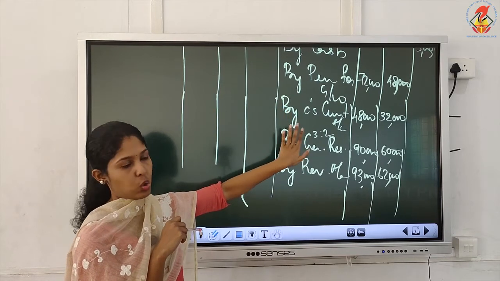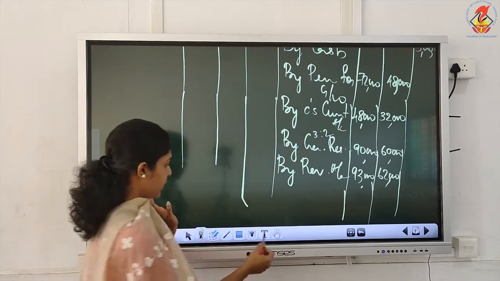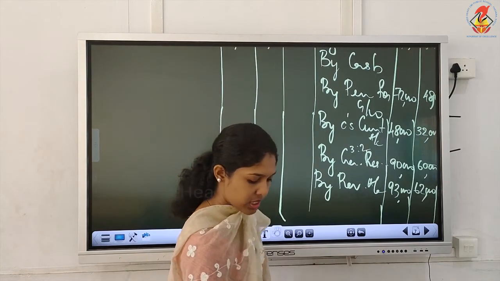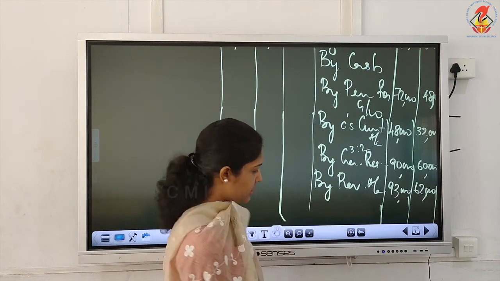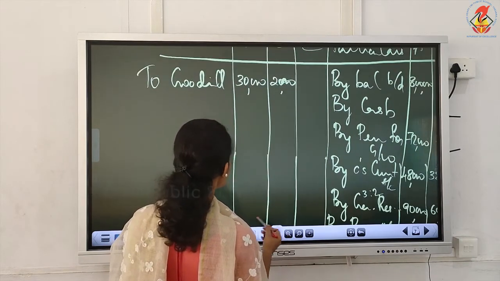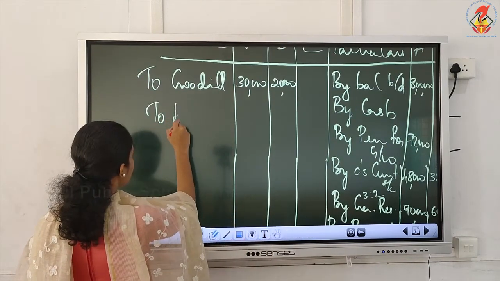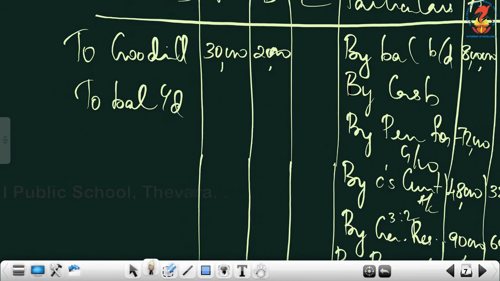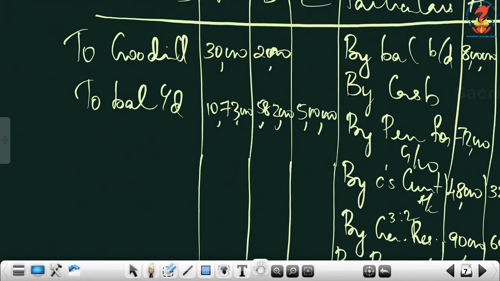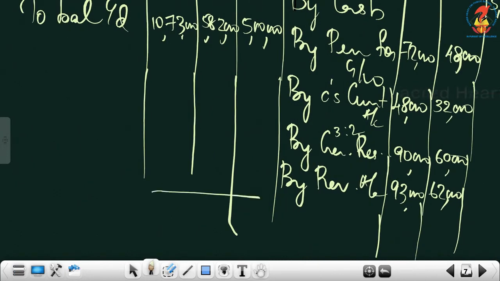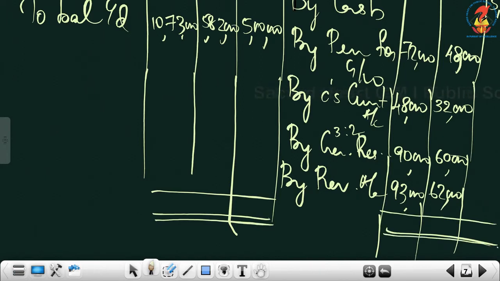Your account is over. Next is to find the balancing figure, and here the balancing figure will be on the debit side. You have to compute and write to balance carried down 10,73,000, 5,82,000 and 5 lakhs. That is the only figure in C's column. Then you write the totals. Just write the totals. I am not writing. Write the totals. Close it.